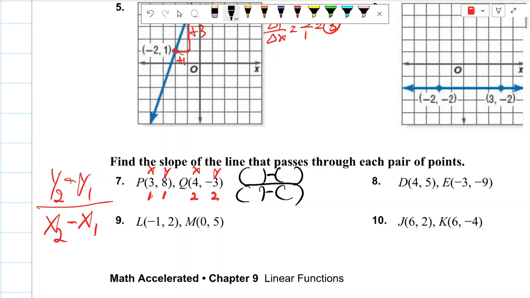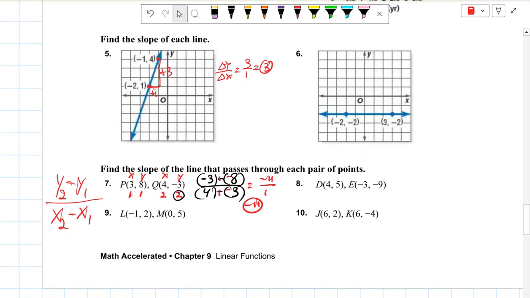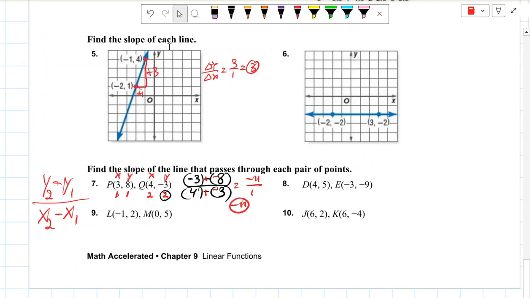And I want to put my y's on top, but I want my 2 to be first. So -3, and then 8. And then my 4 is my 2 first, 4 and 3. Remember, it doesn't matter which one you label as 1 or 2, it does not matter. So then we go to additive inverse, and additive inverse, and we get -11 over +1, and -11 divided by 1 is -11. That's my slope. And that is how you do the work.